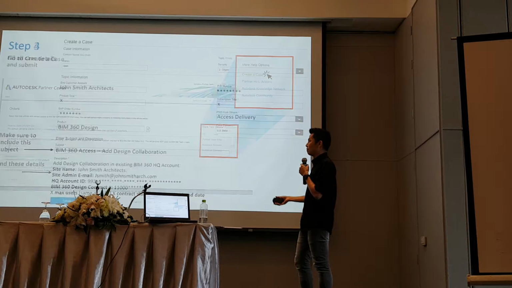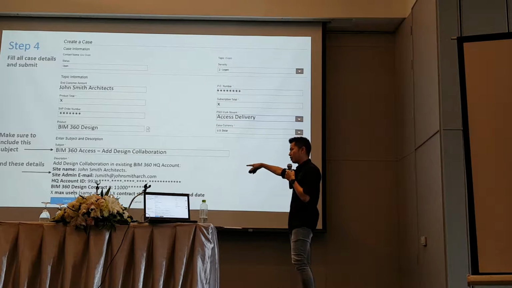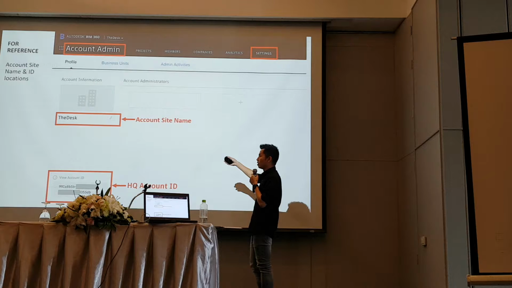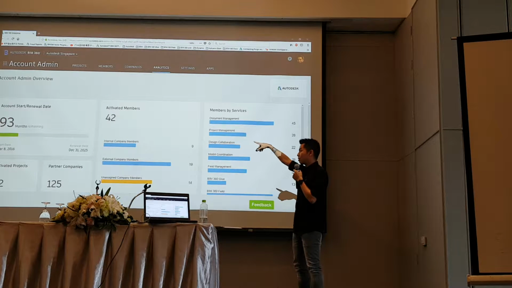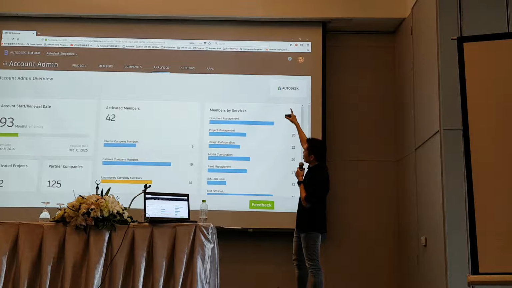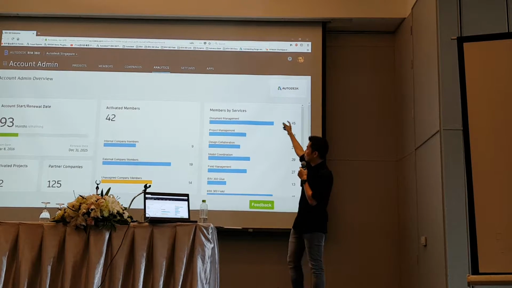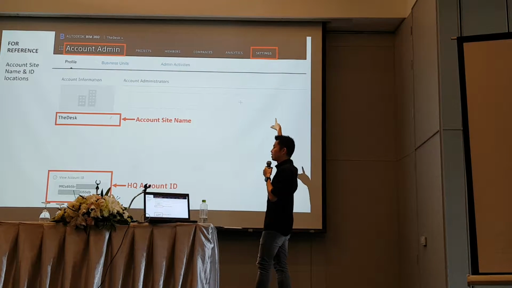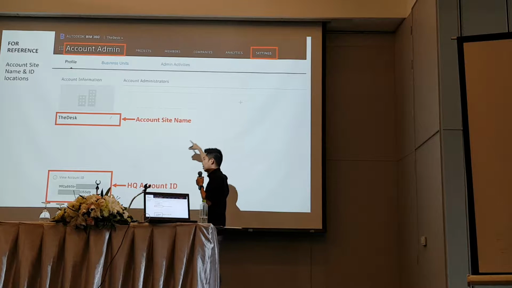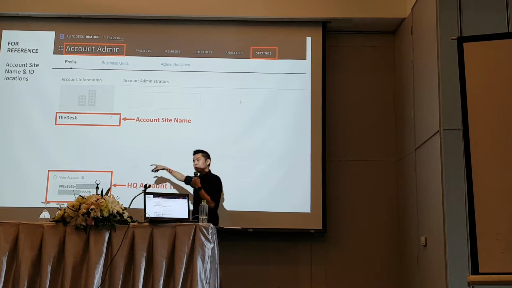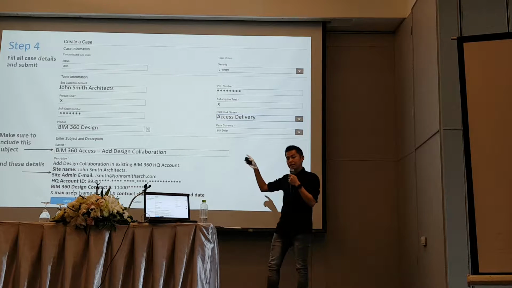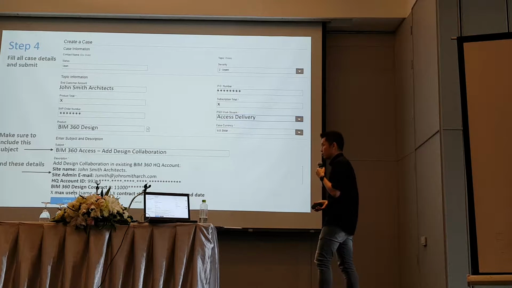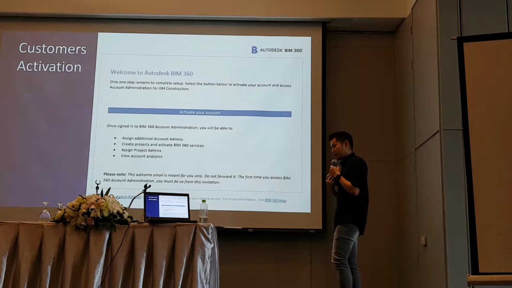Now, ask them what is the site name, what is the account ID. If the customer says, hey, what is the site name, what is the account ID? You ask them to go to their account admin here, and you go into the account ID, you go to the settings here, and then you can see your site name and also the HQ ID. Copy that, fill out the form so that your BIM 360 design will automatically link to your current BIM 360 account on the site. Now on the customer side, everything is done.